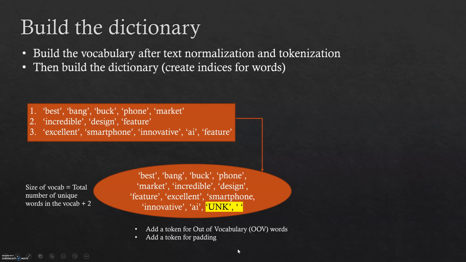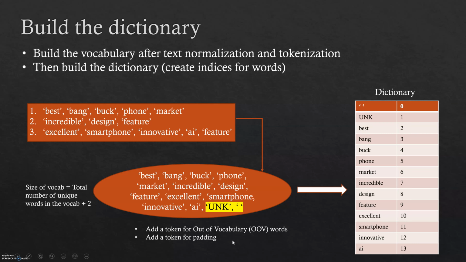All right, so now we want to build the dictionary. By building the dictionary, we simply mean that we want to assign indices to each of these unique words. Again, the unique words that we have in our dictionary are empty, unknown, best, all of these. By the way, these are also called tokens. And then we just assign indices to each one of these. Here, I just assigned indices from 0 to 13 because we have 14 words.